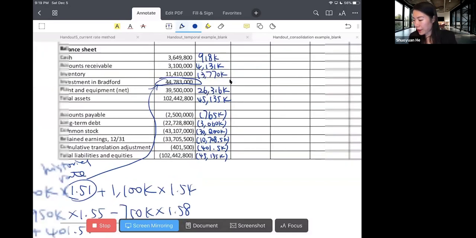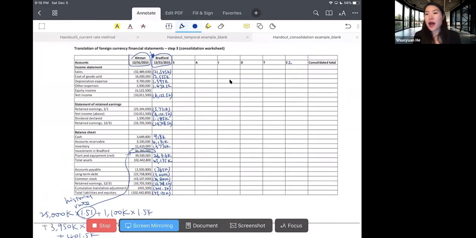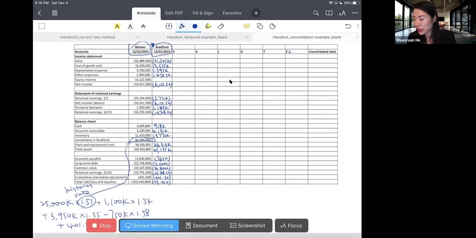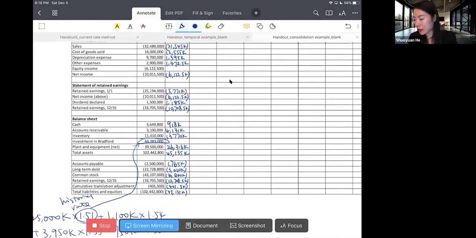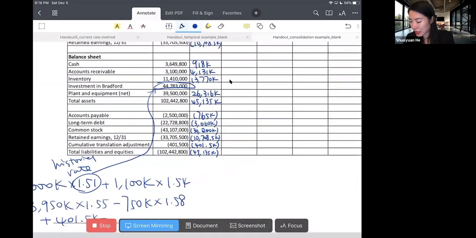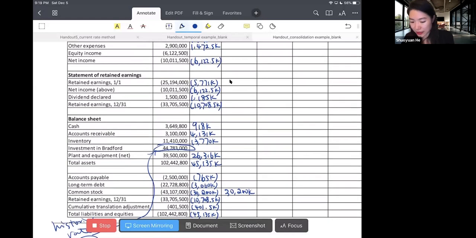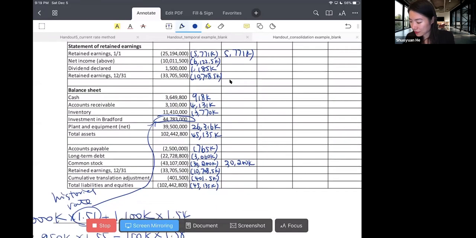Okay, and then for the consolidation, next we need to do the consolidation entries. Of consolidation entry S, the purpose is to eliminate subsidiary's shareholders' equity account. So we need to eliminate common stock and eliminate the beginning retained earnings. At the same time, decrease the investment account.